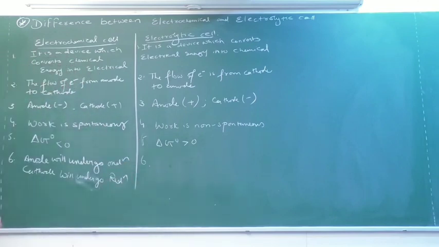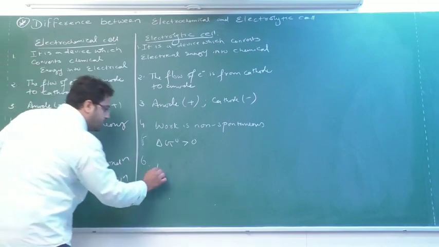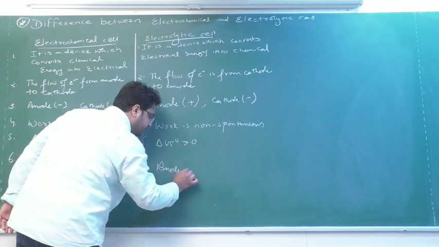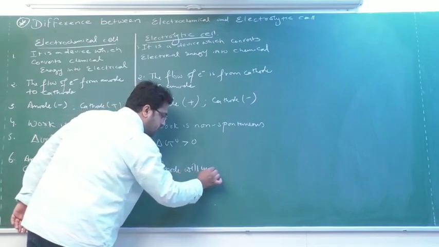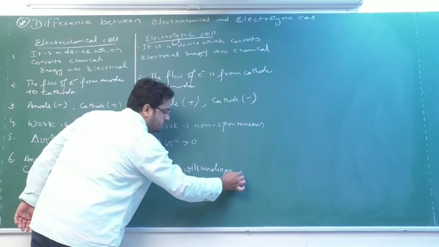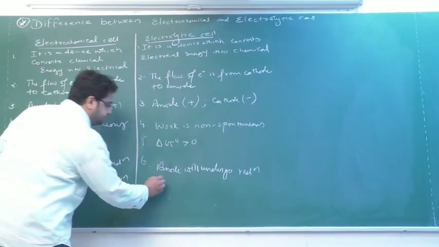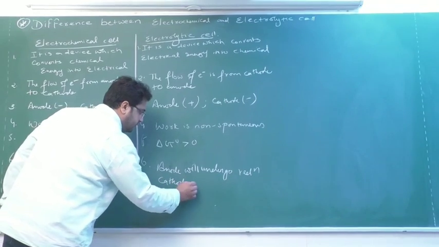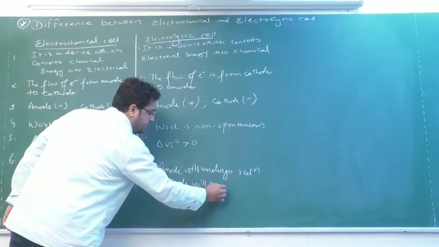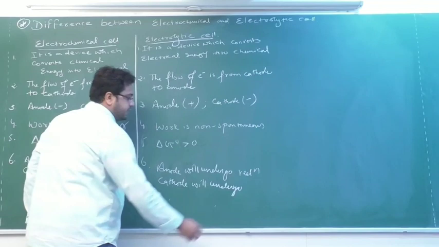The next point you can write down, reverse here, point 5, 6. Here what you will write down? See here, in an electrochemical cell, the anode will undergo oxidation. So here in the electrolytic cell, the anode will undergo reduction. Yes or no? And the cathode will undergo oxidation.